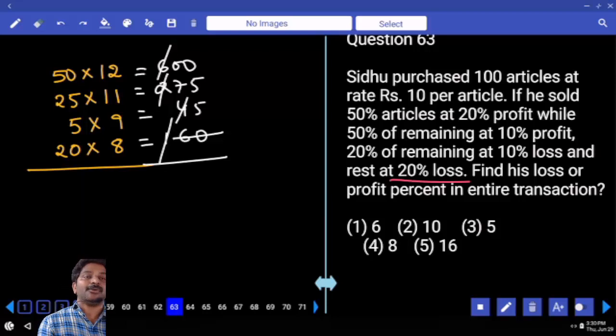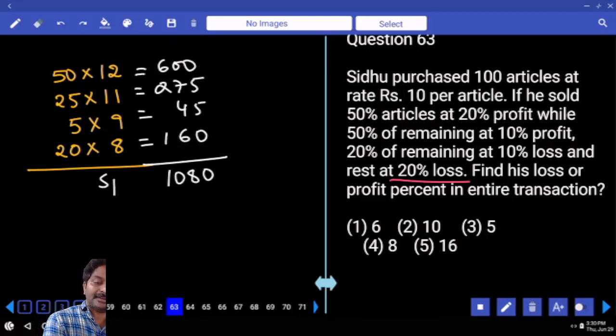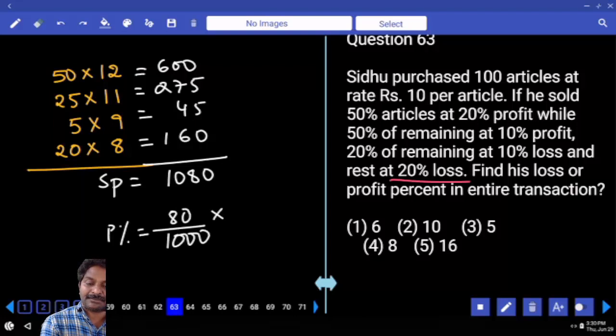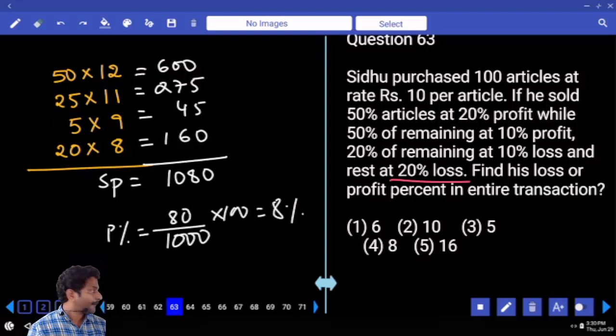That means we are getting more than cost price, right? How much profit we are getting? Extra value, 80 rupees profit. So total selling price is 1080. Profit percentage, 80 calculated upon which number? Cost price 1000, percentage into 100. Answer 8%.